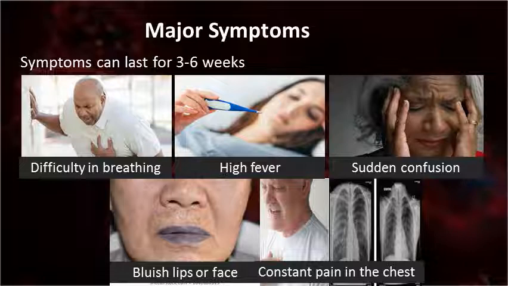Major symptoms include difficulty in breathing, high fever, sudden confusion, bluish lips or face, and constant pain or pressure in the chest. Older people and people with medical problems like high blood pressure, diabetes, heart and lung problems, and with weak immunity are at high risk of developing major symptoms if they come into contact with COVID-19.